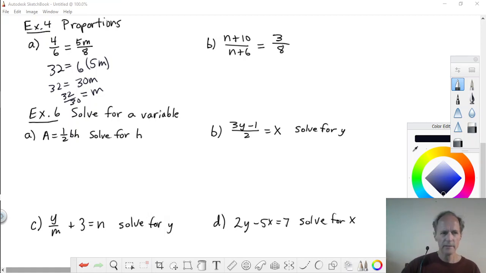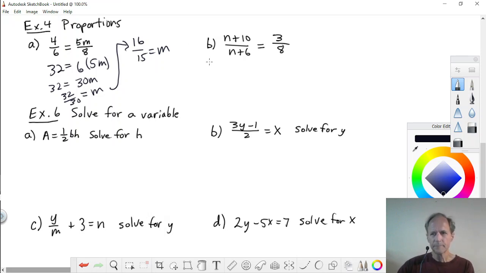And it's a kind of a messy fraction. It has to be reduced, right? We'll bring it up here. 32 over 30. You can divide both of those by 2, and that gets you 16 over 15 equals m. Okay, one more proportion. This is a very common type of problem.